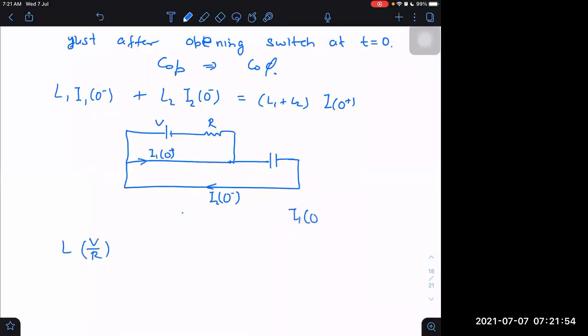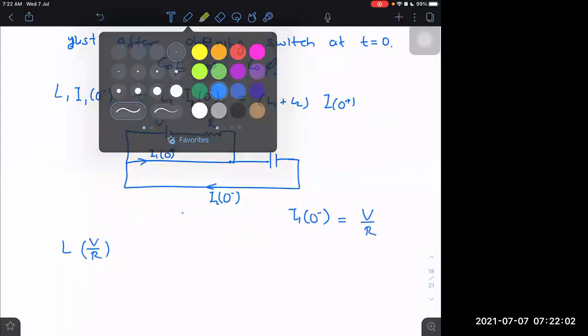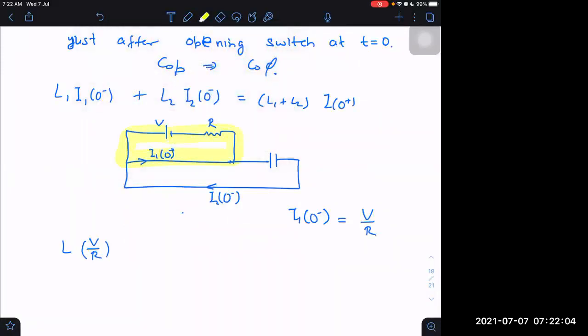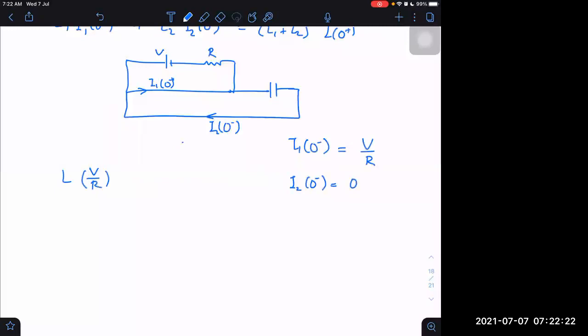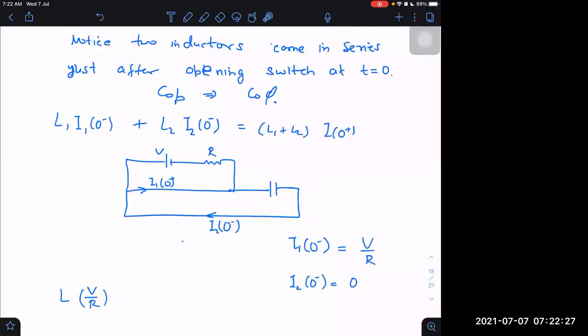I1(0 minus) is equal to V by R, I think, by using KVL in this loop. Is it right or not? Yes, sir. I2(0 minus) is equal to 0. Is it right or not? Yes, sir. Then why can't current flow to inductor 2, sir? I2(0 minus) equals 0 you have written.